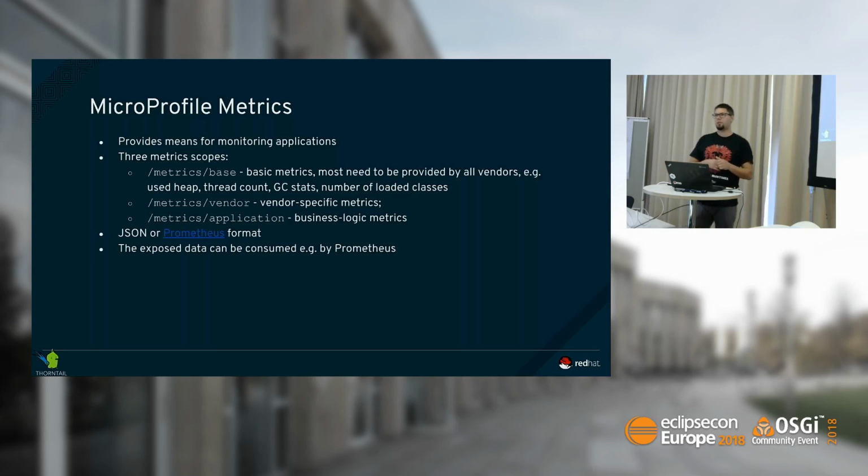MicroProfile Metrics expose data in Prometheus or JSON format. If you use Prometheus format, you can connect it to the Prometheus server, which is able to show, let's call it a dashboard, with what's going on in your application. You can define some alerts on some invalid state, let's say, or if you see there's something wrong going on with your application.